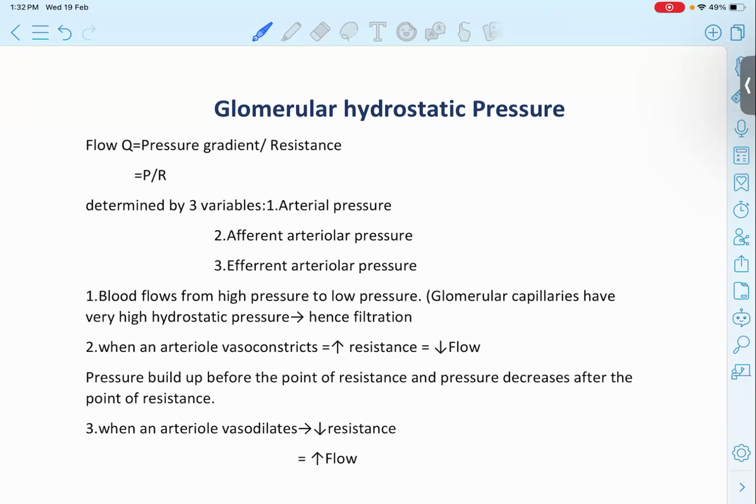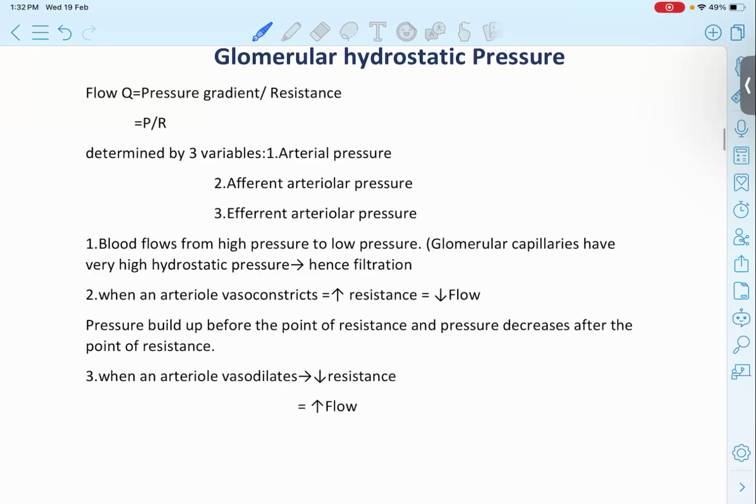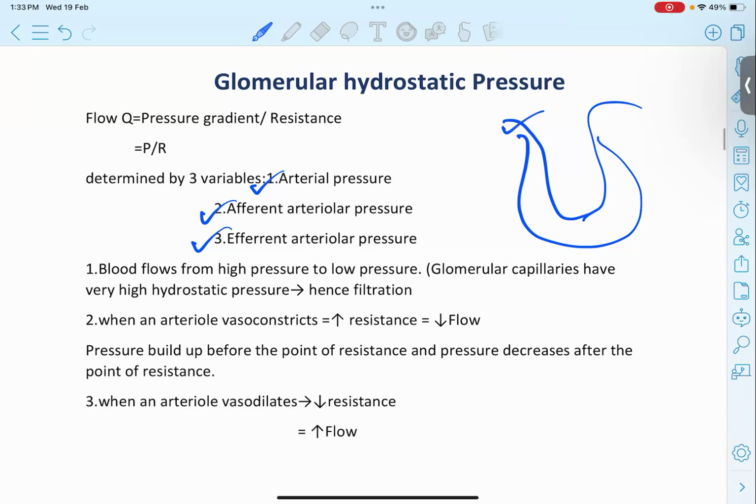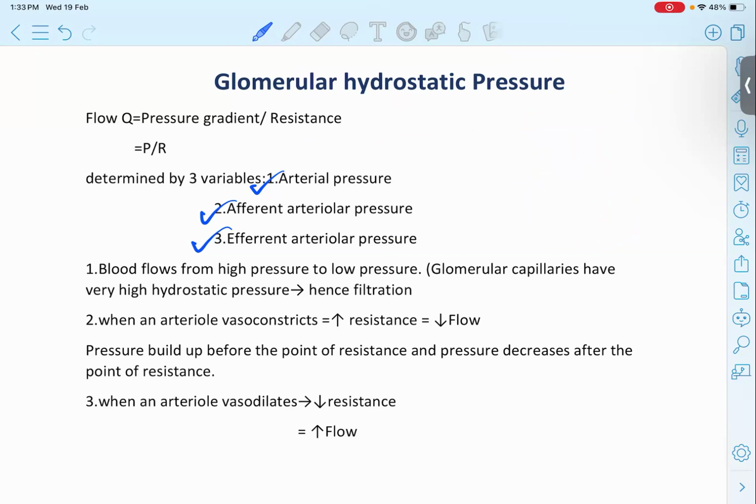And this flow is determined by three variables. We are basically talking about the glomerular flow, right? So it is determined by three variables. One is arterial pressure, afferent arteriolar pressure, efferent arteriolar pressure. We know that in a Bowman's capsule, we have afferent and efferent arterioles. So obviously afferent arteriolar pressure, efferent arteriolar pressure, and overall arterial pressure, the blood pressure. We know that if the blood pressure is higher, there is going to be more flow.